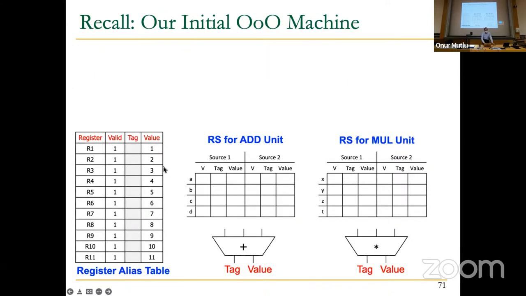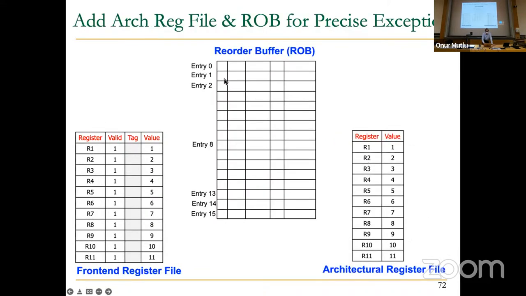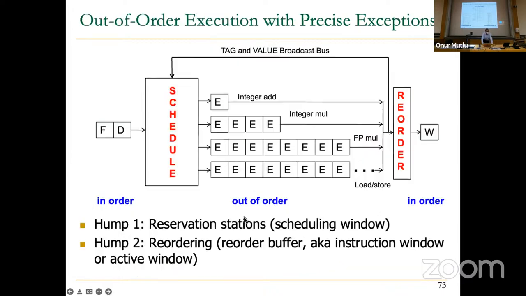So recall this is our initial out-of-order machine, register alias table, reservation station over here. We add an architectural register file at the end and a reorder buffer for precise exceptions. The architectural register file doesn't need to have valid bits because it's always valid. The registers over here are always valid because they've always been updated based on what the programmer said they should be updated. Here, some values may be being produced in the machine, but that's not happening in the architectural register file. So that's the key distinction between front-end and architectural register file.